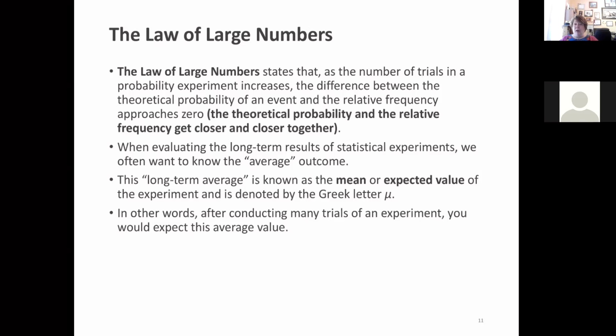So when evaluating the long-term results of a statistical experiment, we often want to know what the average outcome is. So the long-term average is known as the mean or expected value of the experiment, and we use the Greek letter mu to denote this. In other words, after conducting many trials of an experiment, you would expect this average value.